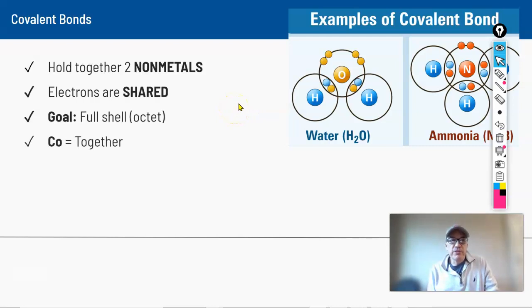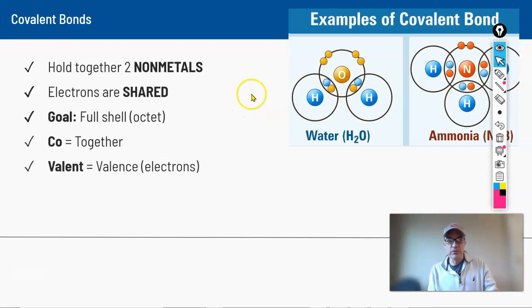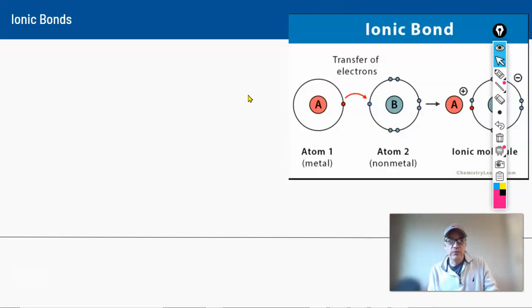A couple ways to remember this is usually the prefix co means together. And if you see the ending of this word valent, it should remind us of the word valence, which is referring to the outside shell electrons. So we're kind of just putting the valence shell electrons together to make a new molecule.